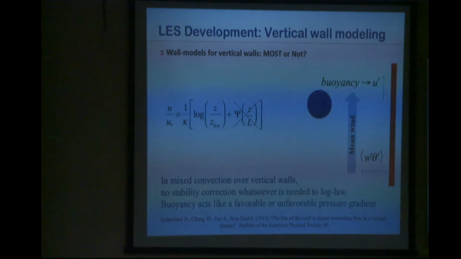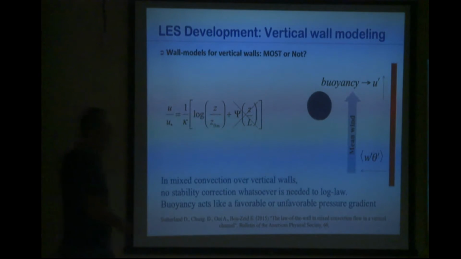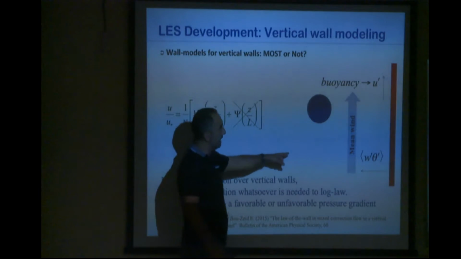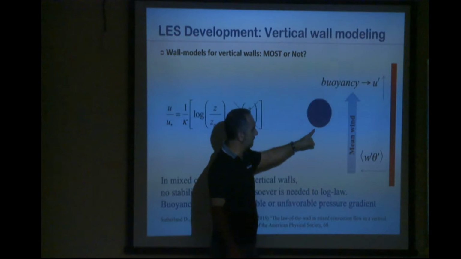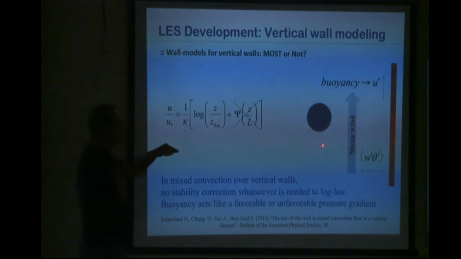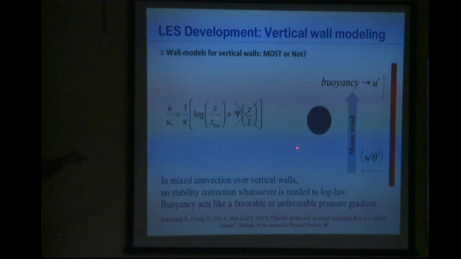Now, if you have a vertical wall, a building wall that's vertical, buoyancy still acts in the vertical direction because that's the direction of gravity. So now buoyancy could generate turbulence, but that turbulence is parallel to the wall. So this turbulence cannot make the exchanges between the wall and the fluid stronger because this is in the wrong direction. It's not perpendicular to the wall.